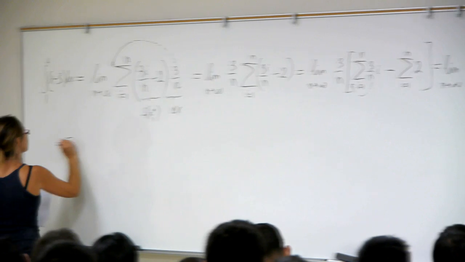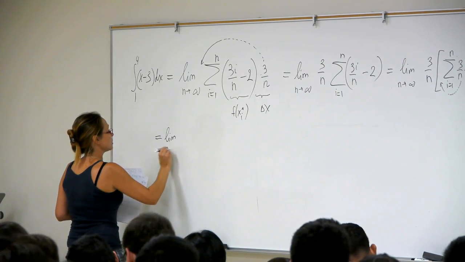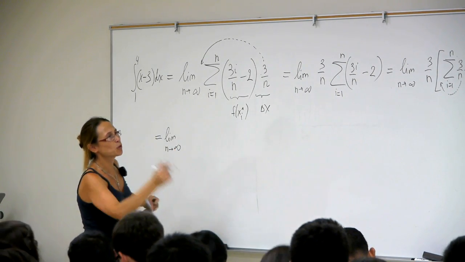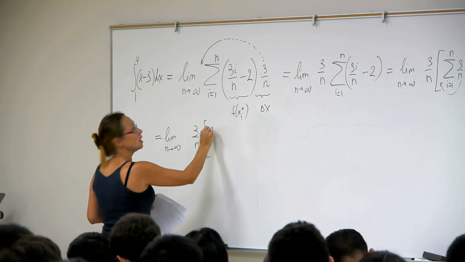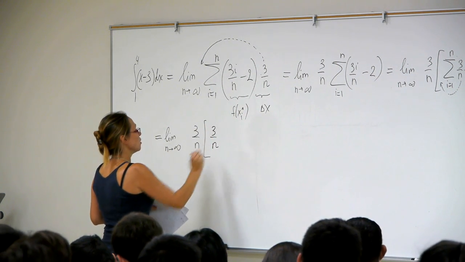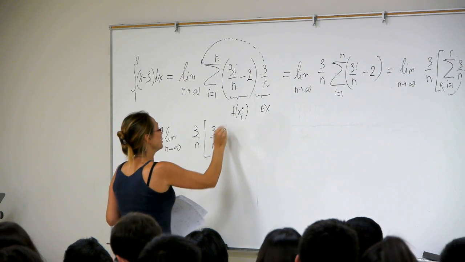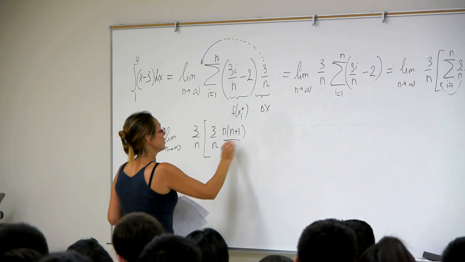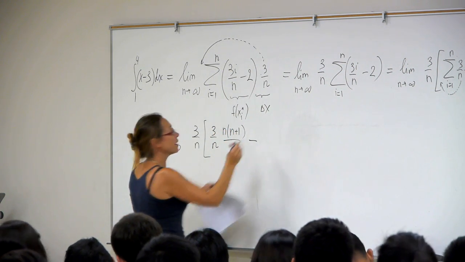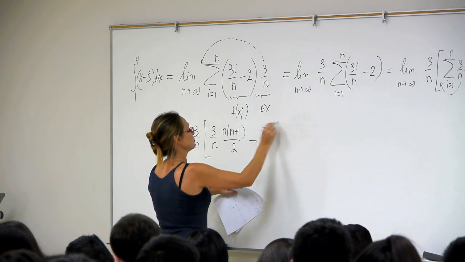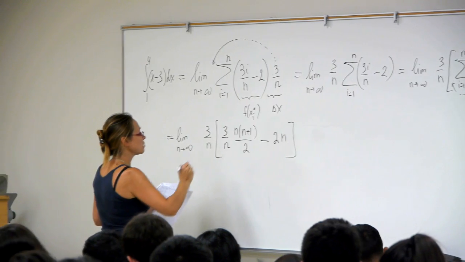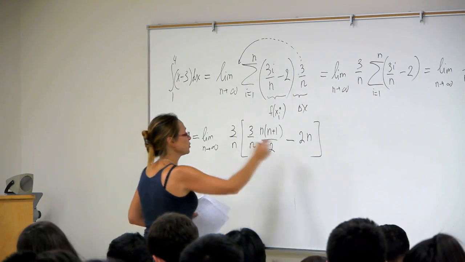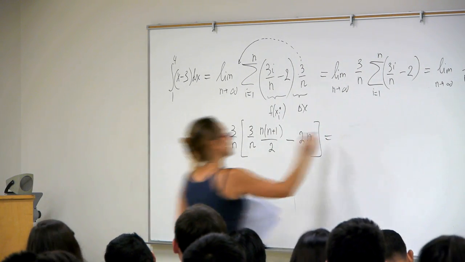So I continue here. Limit as n goes to infinity. I have to collect everything I have here. So 3 over n, 3 over n plus 1 over 2 minus 2n. Okay. So something is going to simplify. I'm going to divide through by n.